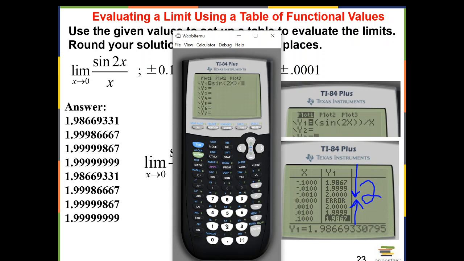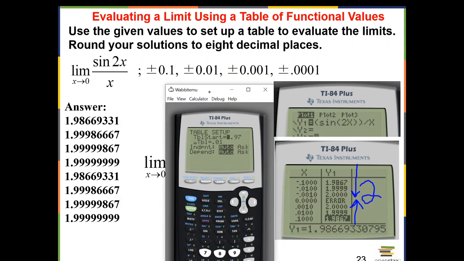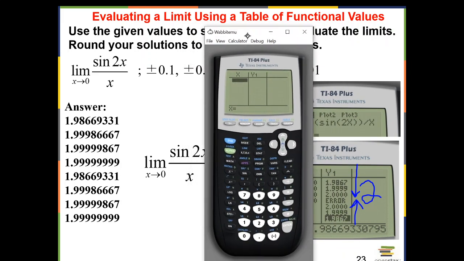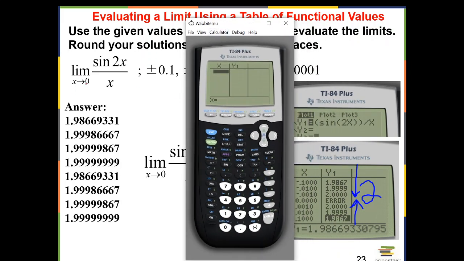divided by x, right? You don't need a parenthesis here because when you close this, the calculator considers that to be the numerator, and divided by x. Then we can set up the table. If you want to put specifically these numbers in the calculator, you could do that. You just have to change that to ask on the table set, and then go to table, and there's nothing there. So what you can do is you can put these numbers there.